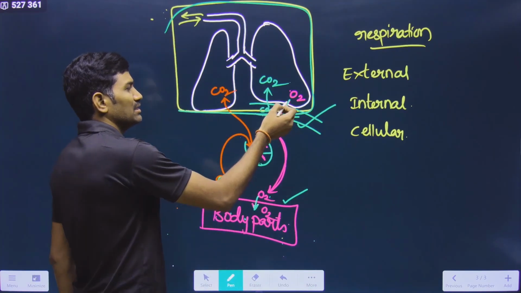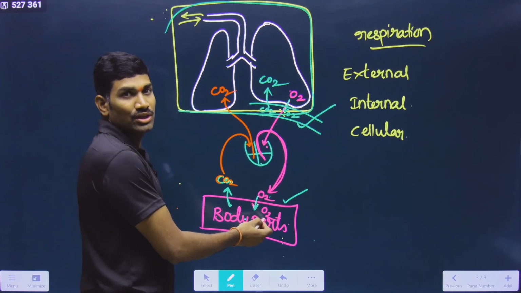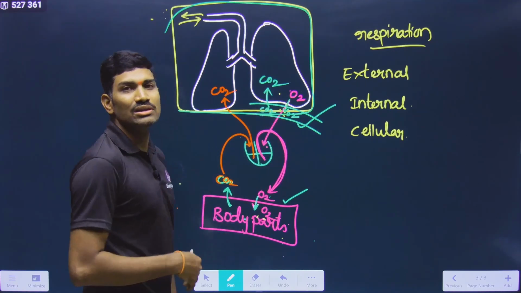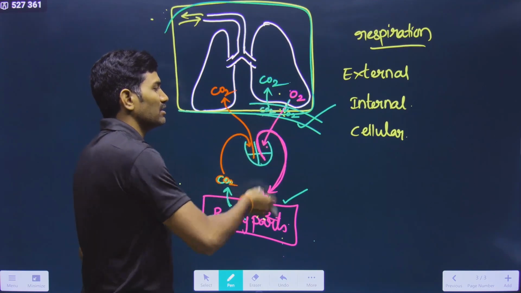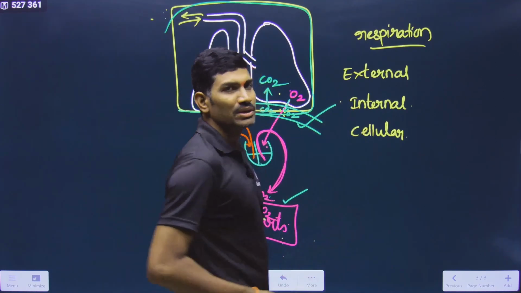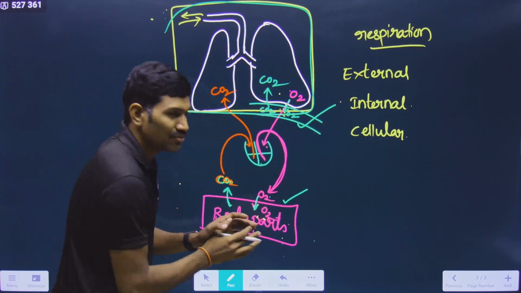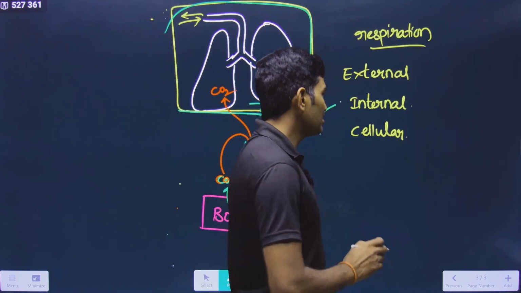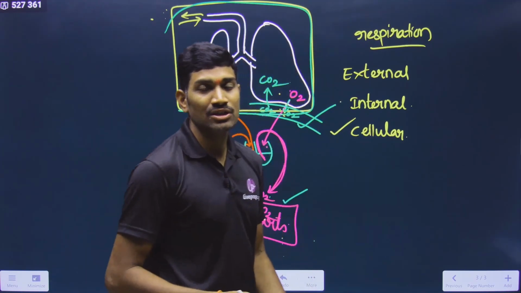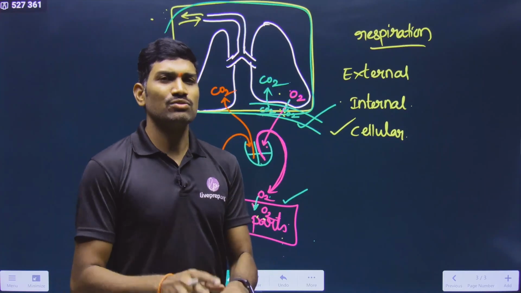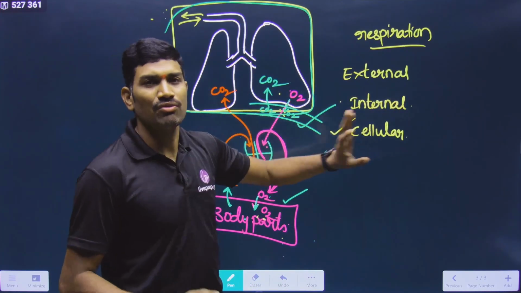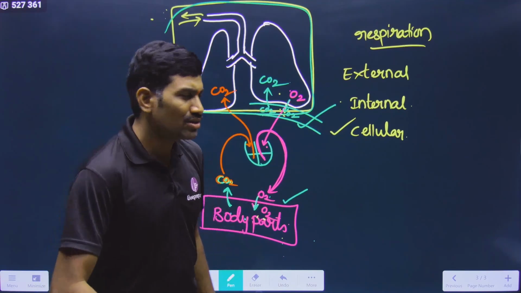Internal respiration means from the lungs to the tissues. To the tissues, oxygen is supplied, and from the tissues to the lungs, CO2 is given back. This particular thing you can consider as internal respiration. And within the cells, glycolysis, Krebs cycle, electron transport chain, all these things you can consider as cellular respiration. So in this way also you can talk about this, but in the NCERT they have not given this so clearly. So that's why we are not worried that much.